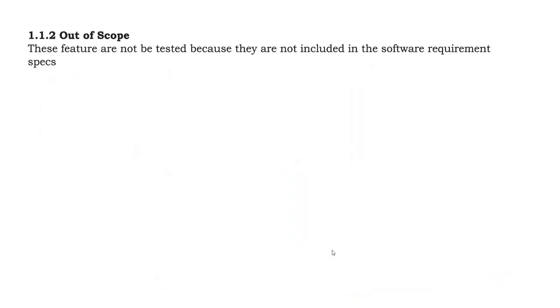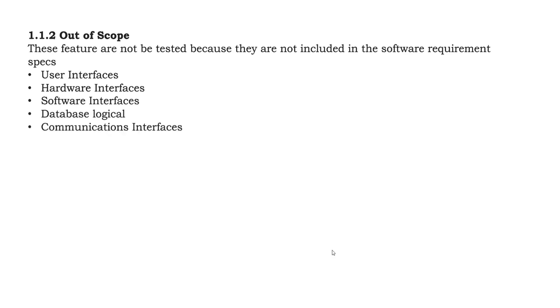Next we'll say what the out-of-scope things are. These features are not to be tested because they are not included in the software requirement spec, which is nothing but the specification. For example, user interfaces, hardware interfaces, software interfaces. Suppose the project doesn't require any, let's say, accessibility testing. So accessibility testing is out of scope, we can say. Other things include database logical, communications interfaces, website security and performance. So these are the different things that might not be given importance to.